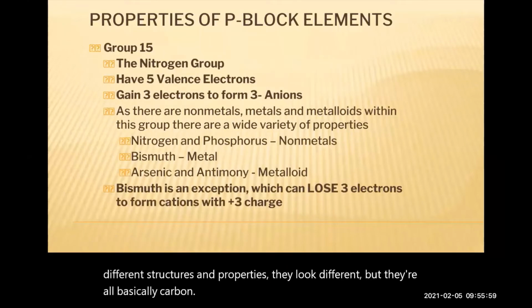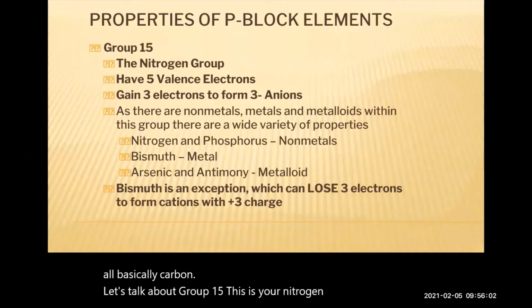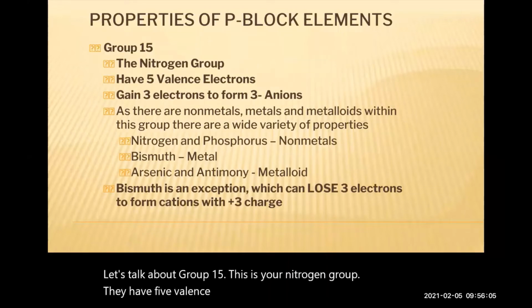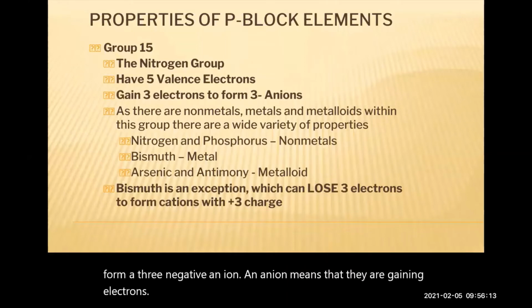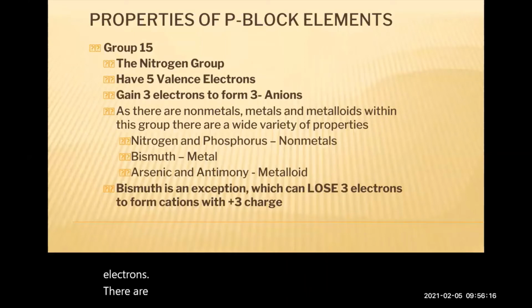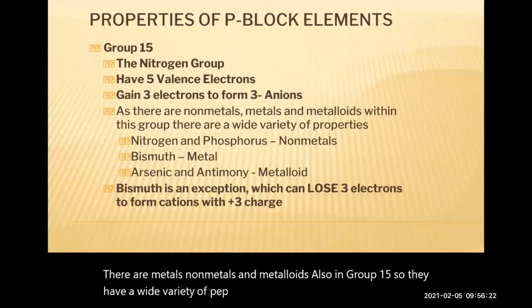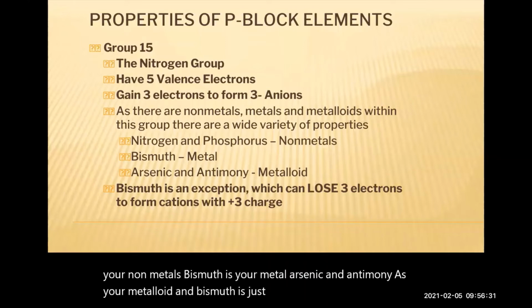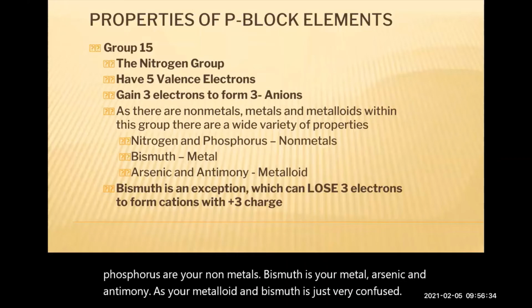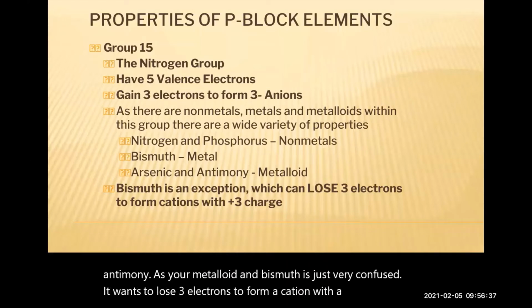Let's talk about group 15. This is your nitrogen group. They have 5 valence electrons. They gain 3 electrons to form a 3 negative anion. An anion means that they are gaining electrons. There are metals, nonmetals, and metalloids also in group 15. So they have a wide variety of properties. Nitrogen and phosphorus are your nonmetals. Bismuth is your metal. Arsenic and antimony are your metalloids. And bismuth is just very confused. It wants to lose 3 electrons to form a cation with a 3+ charge. Bismuth doesn't like to follow the rules.